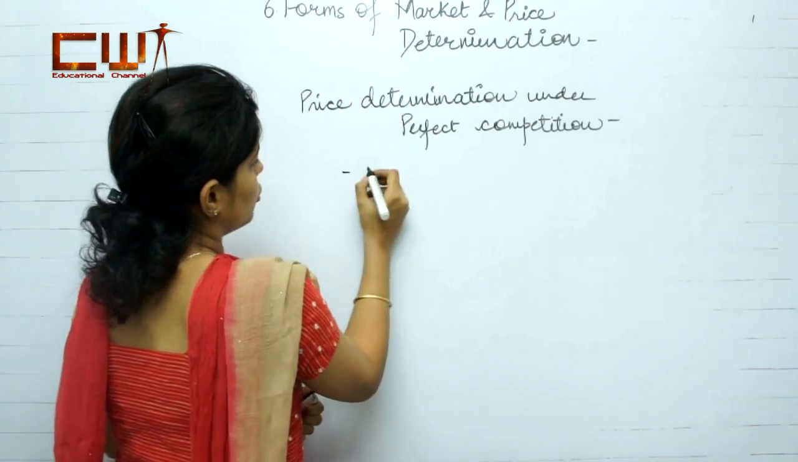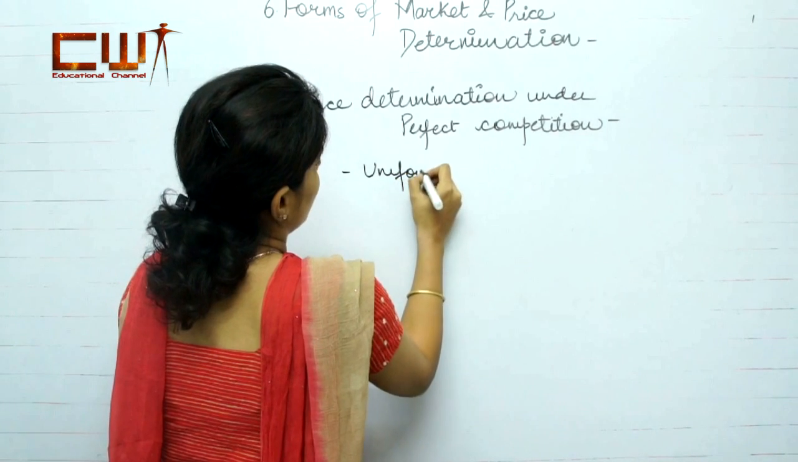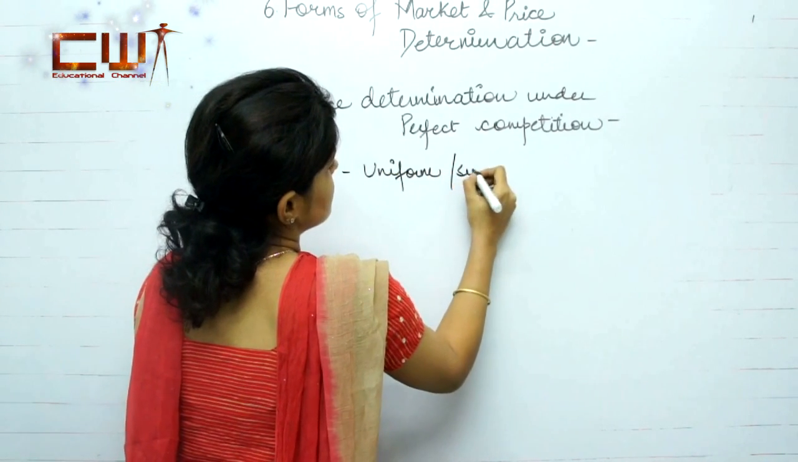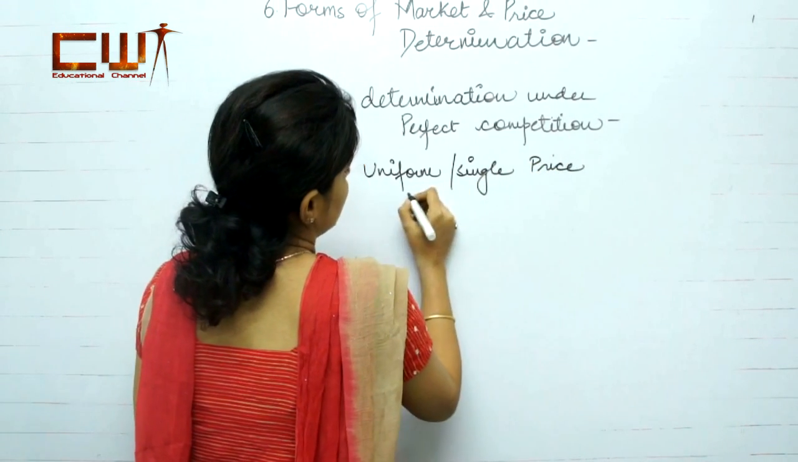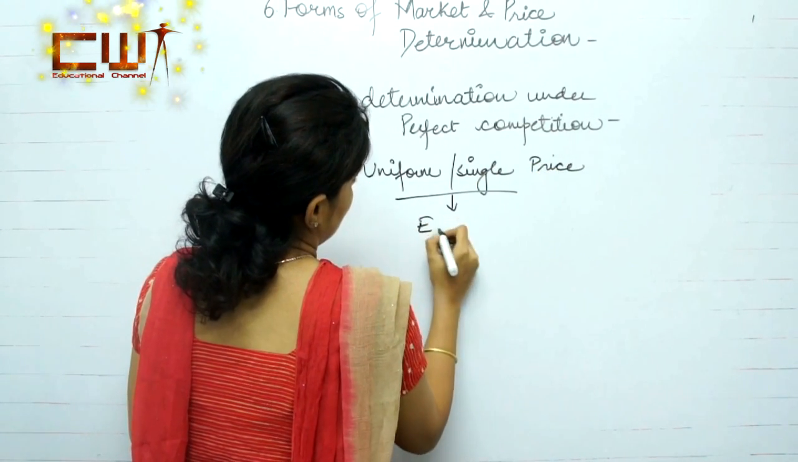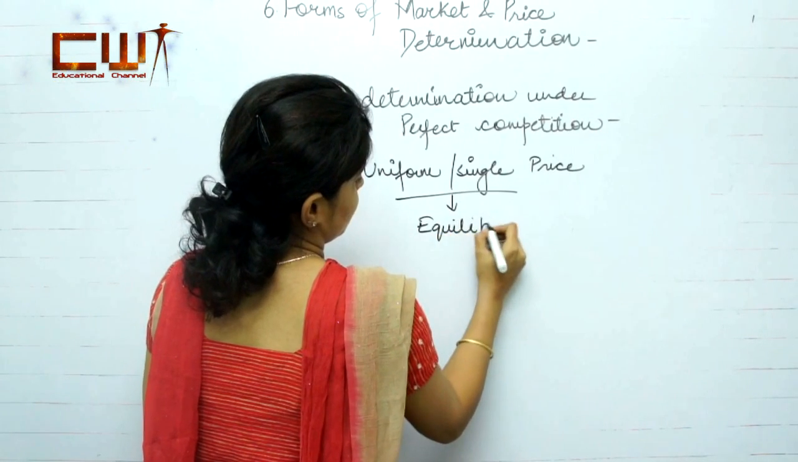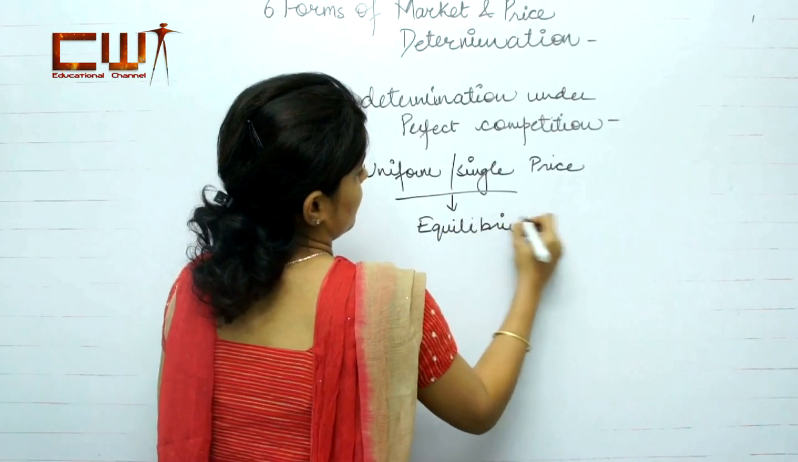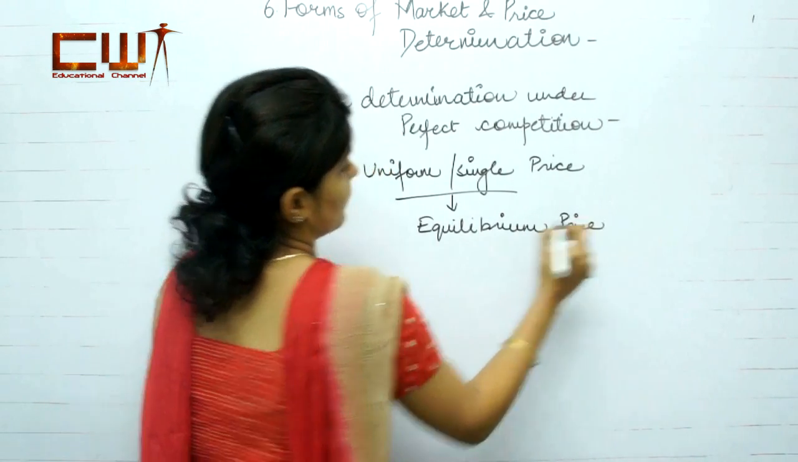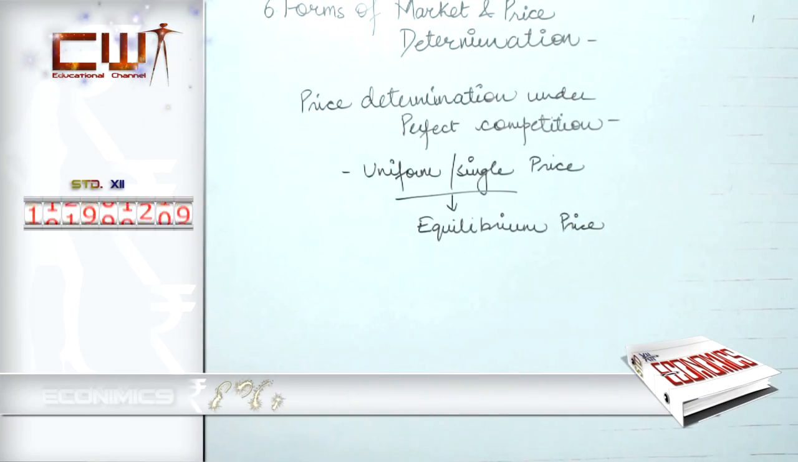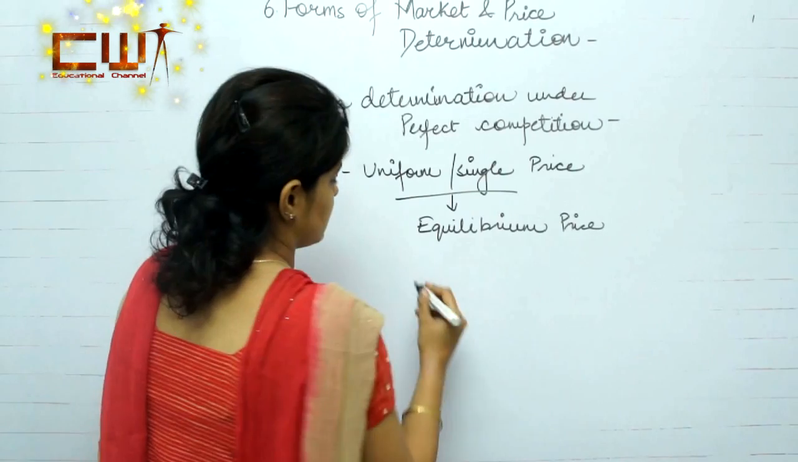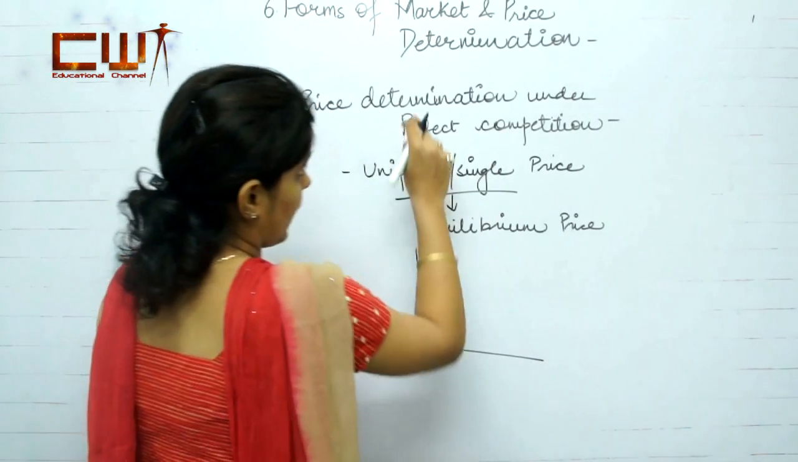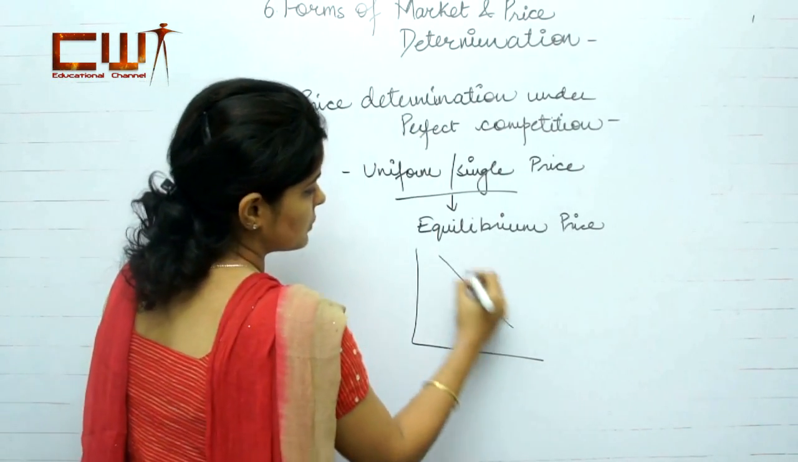You have a uniform or single price that exists in the market, and this price is known as the equilibrium price. Equilibrium price is the price at which the demand for a commodity is equal to the supply. In simple terms, this is not the diagram for this one; I'm just giving you an example.